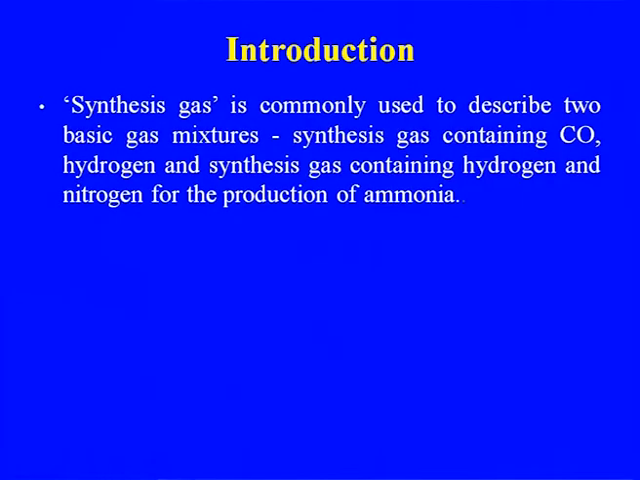Synthesis gas, as I told you, is commonly used to describe two basic mixtures: synthesis gas containing CO and hydrogen, which is produced in the different processes that we will be discussing at a later stage in a few slides, and synthesis gas containing hydrogen and nitrogen, which we are using for the production of ammonia.